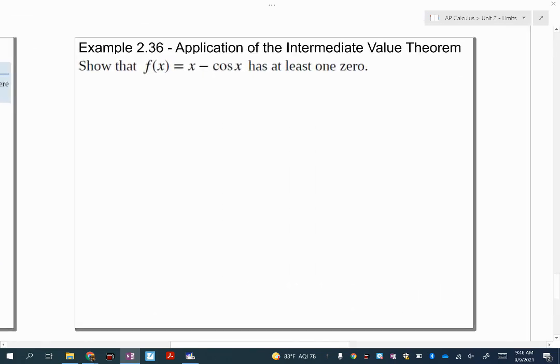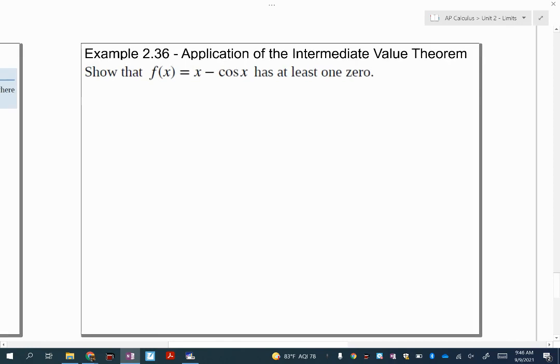Okay, so we're going to show that f of x equals x minus cosine of x has at least one zero. So to use the intermediate value theorem to do this, I need to find an x value that gives a y value that's below 0, right, less than 0, or a negative y value. And then if I can find a corresponding x value that gives a y value that's above 0, or a positive number, then if I find some x value in between those two points, I will know that it must have crossed the x-axis, right? To go from a negative y value to a positive y value means that we would have had to cross the x-axis at some point to get at least one zero.